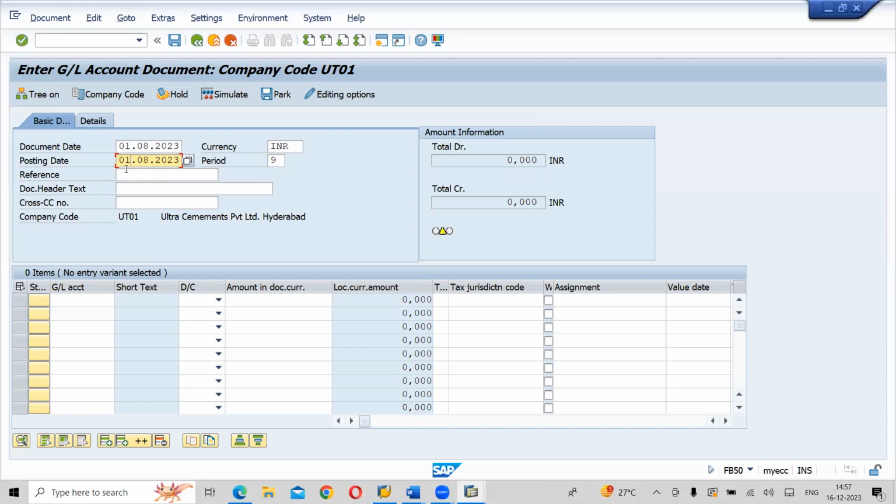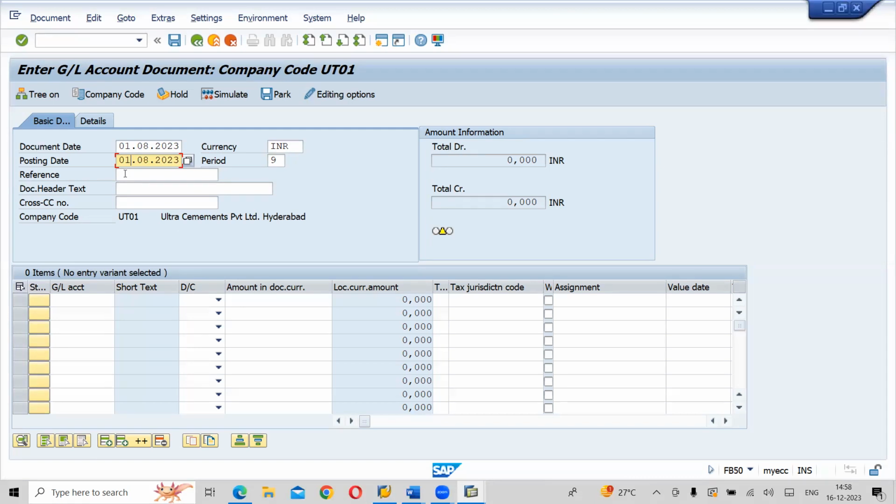Why am I taking the 1st of August? So that my manager or supervisors are not supposed to question me why I have not entered the transaction on 1st. I have entered the posting date on 1st and entered all the transactions. Actually, I'm doing this entry on 2nd by taking a backdated entry, and I have posted the entry. Now there is no problem because the posting date I have taken is 1st August.